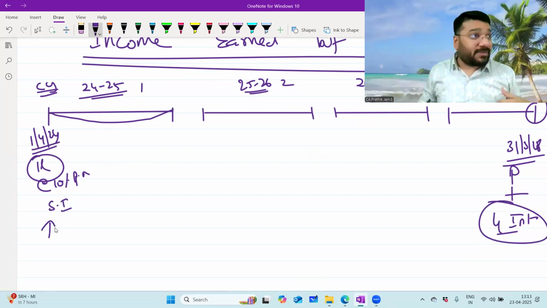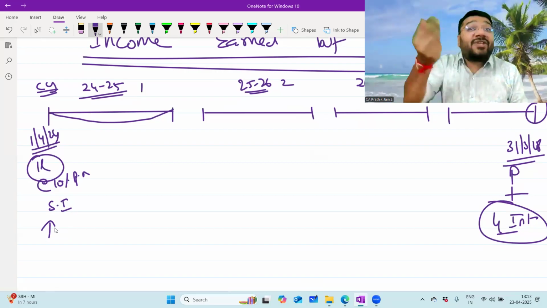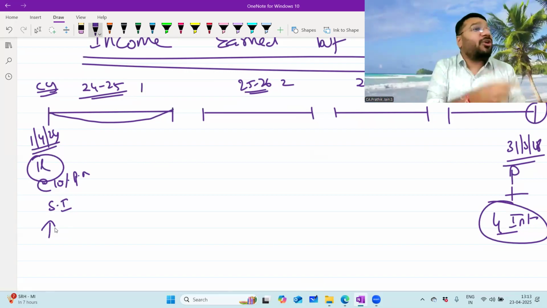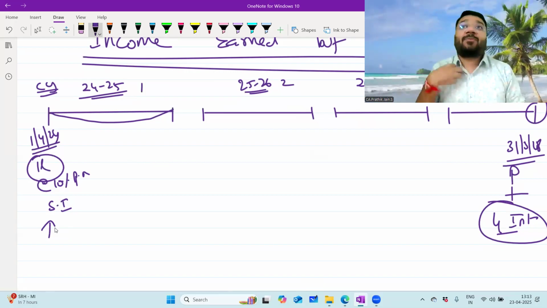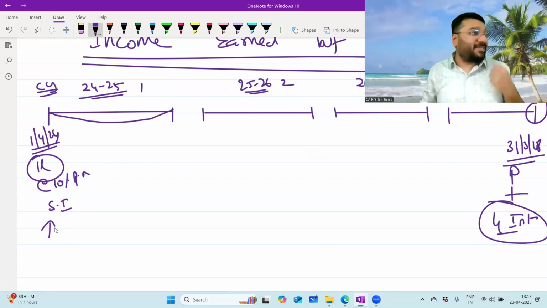Banker is providing service to us. We are providing service to the bank. We are providing the financial assistance to the bank. For enjoying that assistance, the bank is providing you with the interest. I am a service provider, providing service to you. In return, you are paying me the fees.